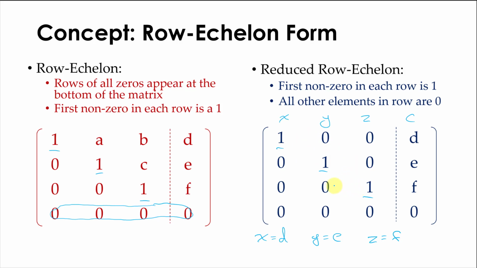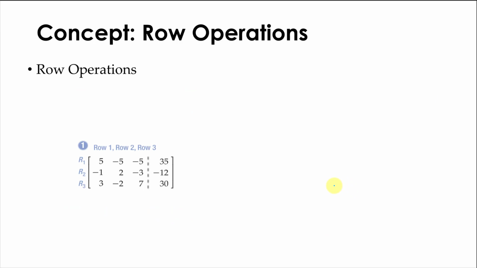The process of getting them into reduced row echelon form is called Gauss-Jordan elimination, and we're really just operating on these rows in a very similar way to how we operated on our equations themselves. So we have what's called row operations. Similar to how we named our equations, now we're going to name the rows in our matrix. That's very important as far as our organization goes.